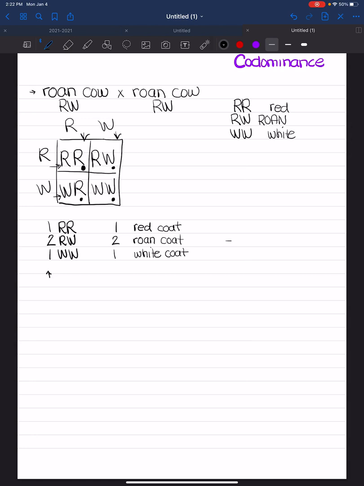Remember that in our incomplete dominance, this was a mixture of traits. And here, that's not the case. Both are exhibited equally.